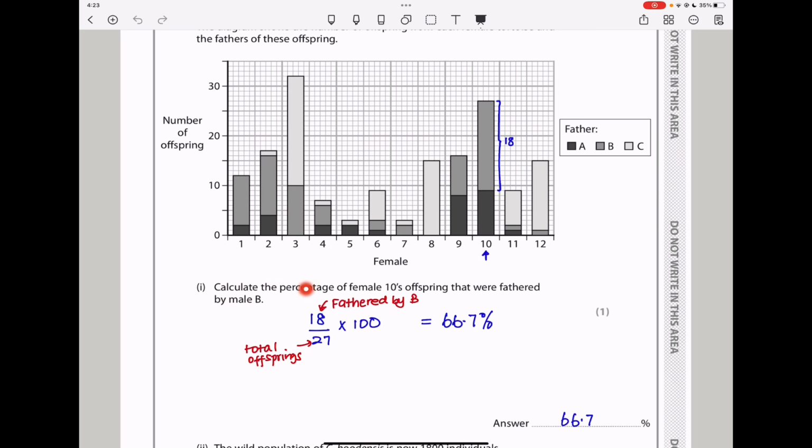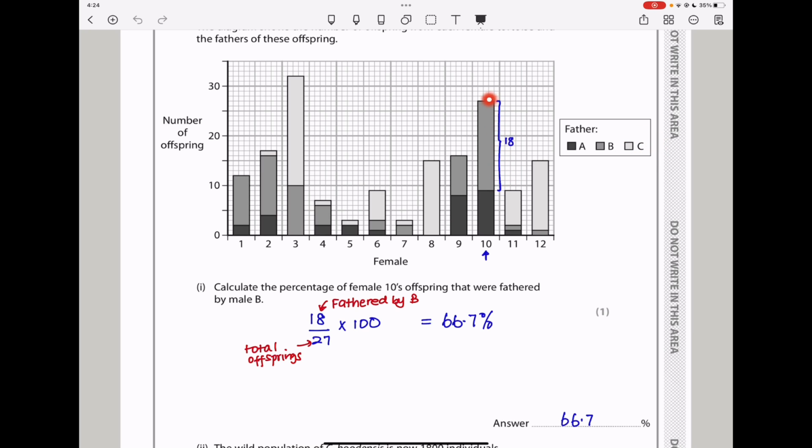They want us to calculate the percentage of female 10's offsprings that were fathered by male B. So female 10, these are the offsprings. These were fathered by father B, and these were fathered by father A. No offsprings of female 10 were fathered by father C. You had to get the representation of that.